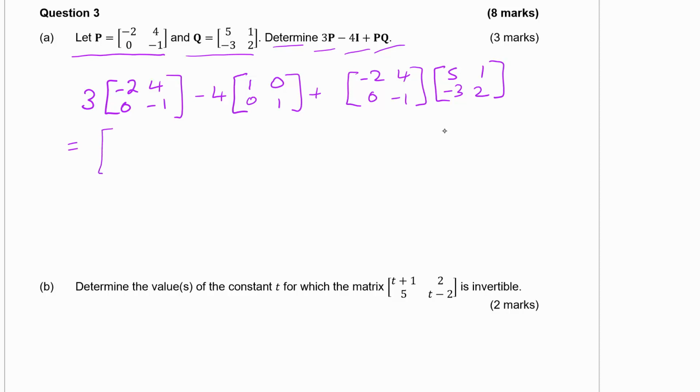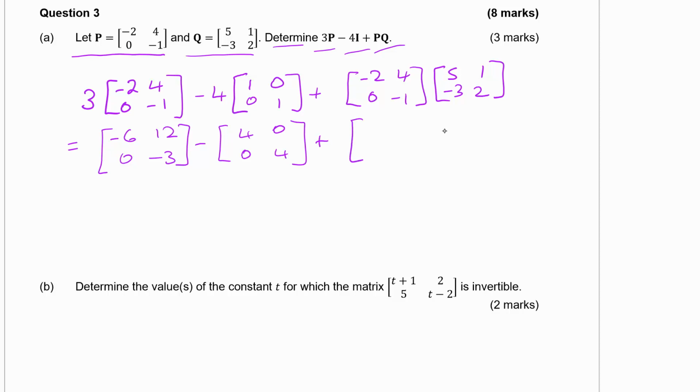So this first one is going to be [-6, 12; 0, -3]. And then we're going to have [4, 0; 0, 4]. And then we need to do the multiplication.